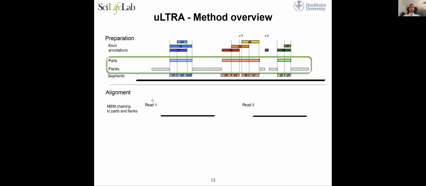And here's an example of 2 different reads. What we do is we find maximal exact matches between the parts, flanks, and the reads. And of course, reads can have many different MEMs to several different regions. But let's say that these are the ones that hit this specific gene region that we have in the figure. And then we find the optimal solution to the collinear chaining problem, which is illustrated as an example here.